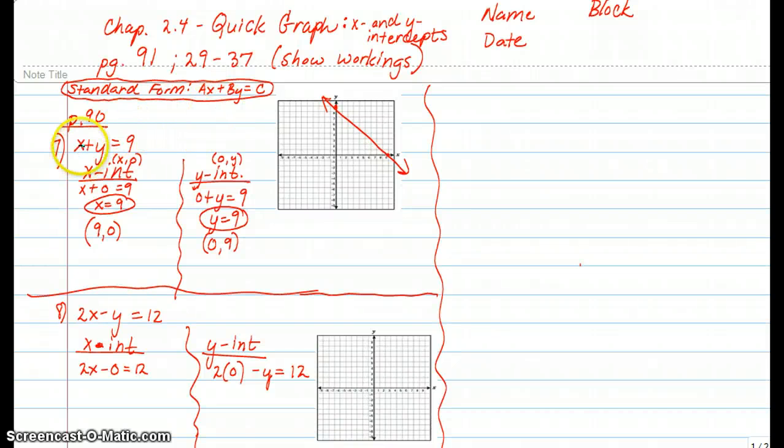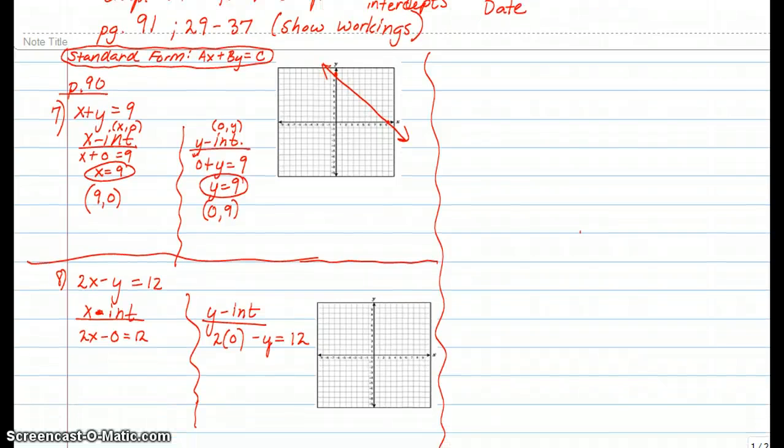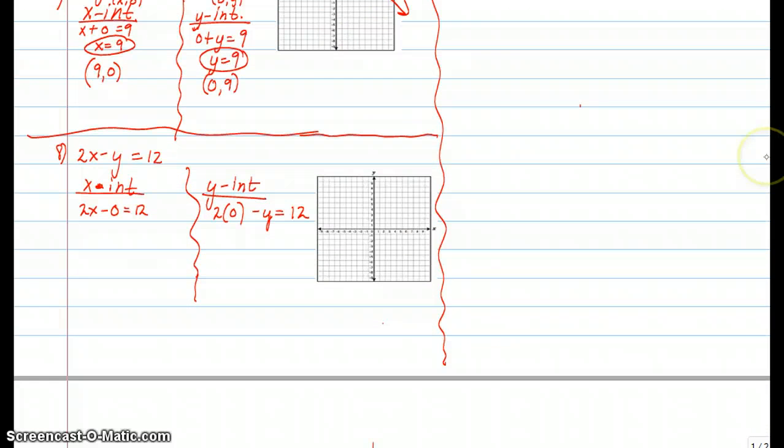If you have standard form, though, ax plus by equals c, you want to use quick graphs using the x and y-intercept method. Now, this one's slightly more complex, but not much. We've got 2x minus y equals 12. Again, it's in that form: ax, 2 is a, plus by, so negative 1 is b, and then y equaling 12, which is c.